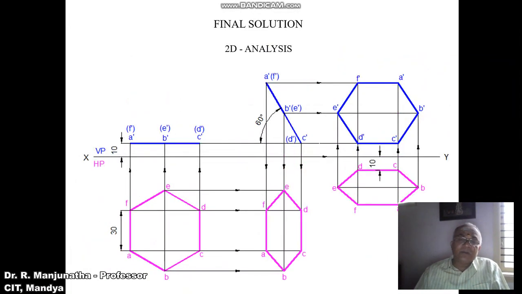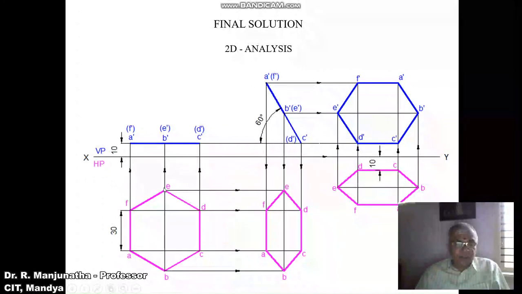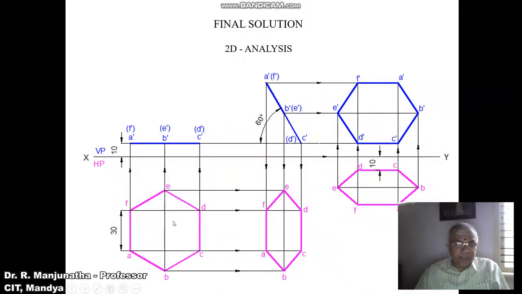Now we are going to solve the problem by using the sketchbook. First we are going to draw the XY line and mark XY, VP and HP. As you have seen, one of the sides has to be resting on HP. So first we are going to draw a vertical line. Using the compass, consider any point as the center point, then draw a circle of radius 30. Then it will cut on this vertical line at this point B and also at this point E, and you mark these points as B and E.